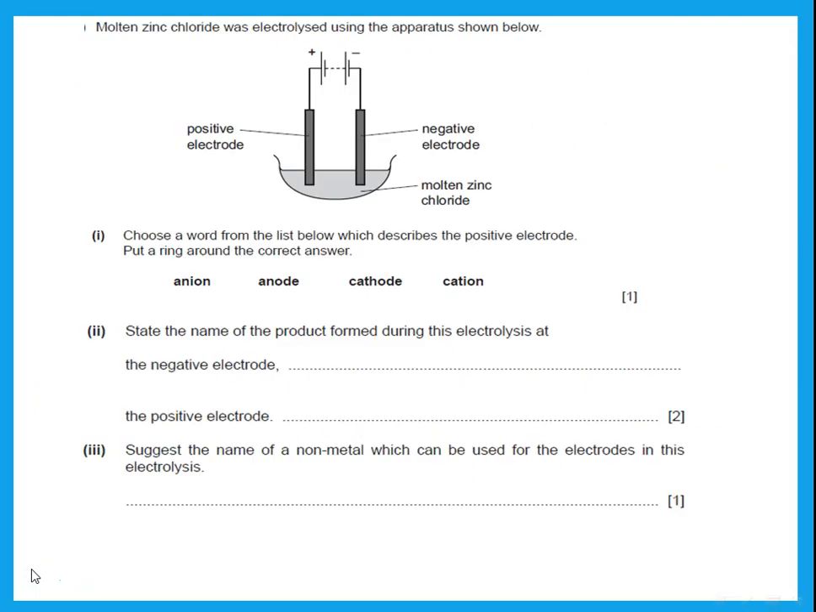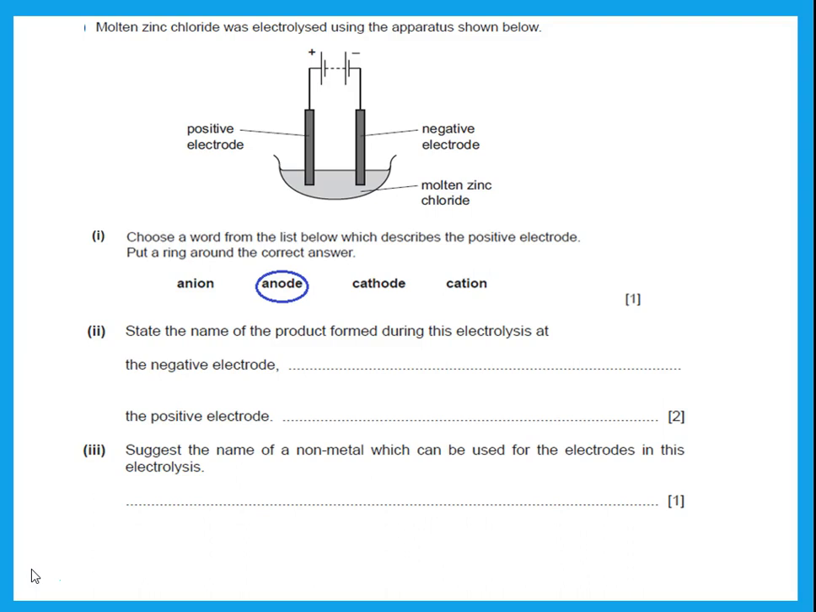Okay? Molten zinc chloride was electrolyzed using the apparatus shown below. Choose a word from the list below which describes the positive electrode. Remember that we said the positive electrode is called what? It's called the anode. The anode is the positive electrode.